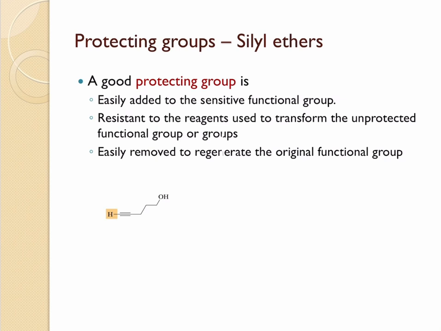The best way to carry out the synthesis is to protect the OH group to prevent its reaction with sodium amide. A good protecting group is easily added to the sensitive functional group and it is resistant to the reagents used to transform the unprotected functional group or groups. And then finally, it is easily removed to regenerate the original functional group.